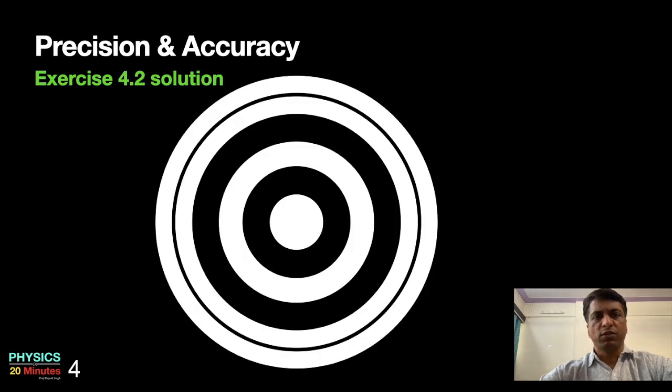So here is the solution. Let's discuss. Ram is shooting in all four corners at mostly equal distance from the center. So if you take the average of his shooting positions, the mean value will turn out to be the center. So he is going to be more accurate. But he is not very precise because his shots are going much away from the center.